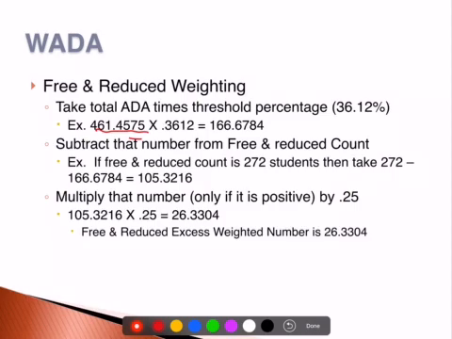So you can do those calculations. When you find out how many students are above the threshold for free and reduced lunch, then you get to multiply it times 0.25. So that means every free and reduced lunch student that is above the threshold gets counted as 1.25 students. And this is helpful. So then this number gets added to your ADA.